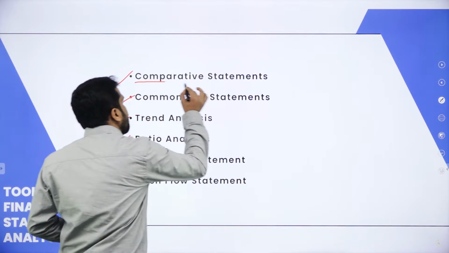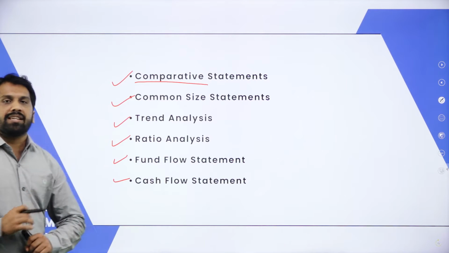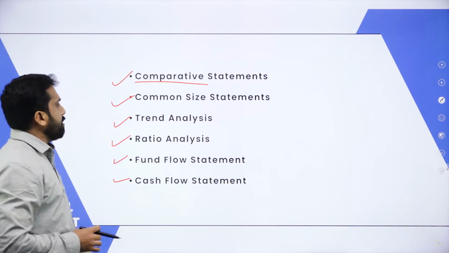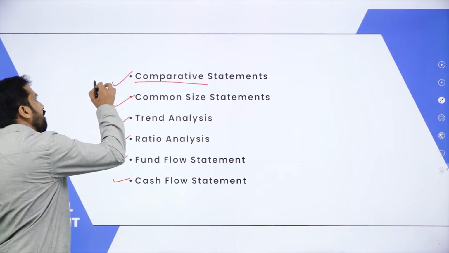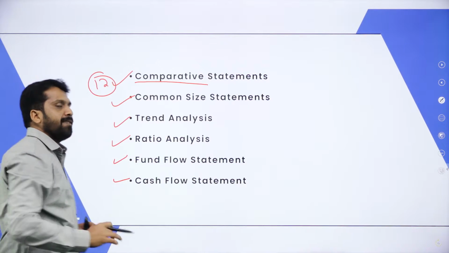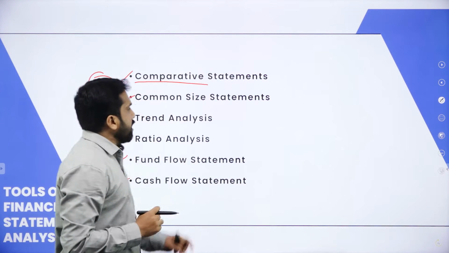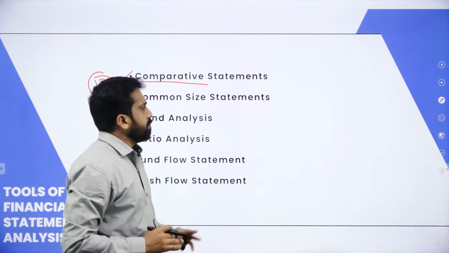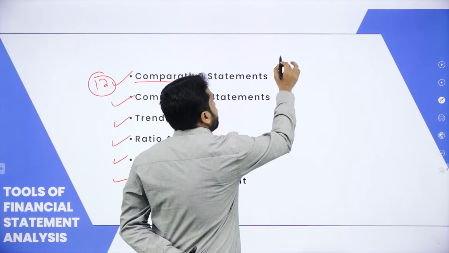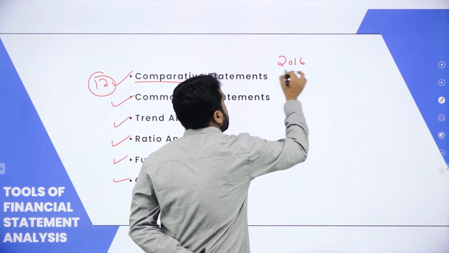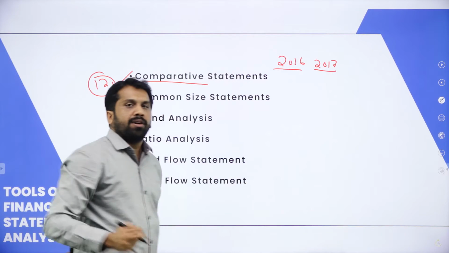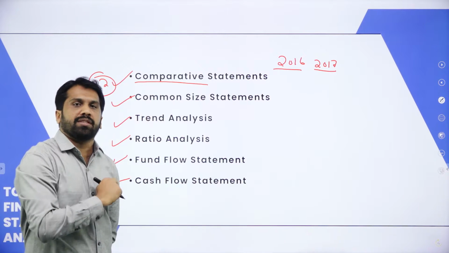Now, these are the financial tools. First one is comparative statement. What do you mean by comparative? In your examination, a 12 marks problem will come from this topic. Now we will understand the comparative statement with a simple example. In the question paper, it will be given 2016 and 2017. We have information of 2 years.